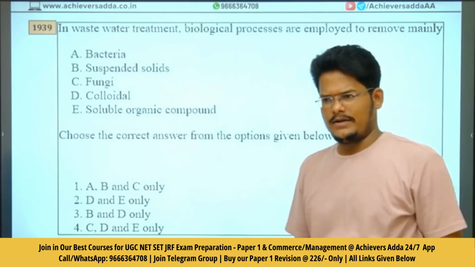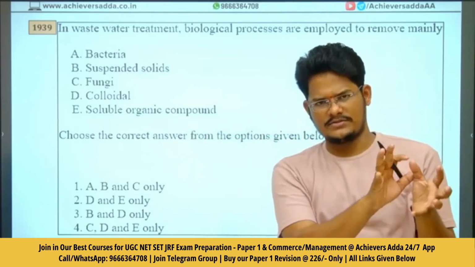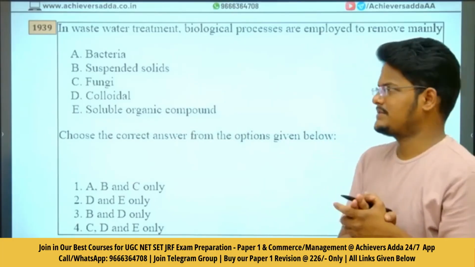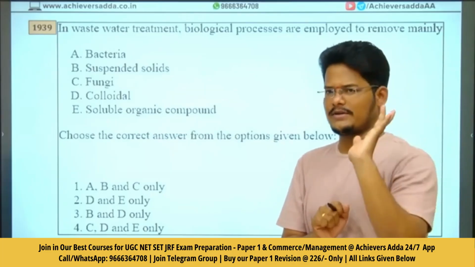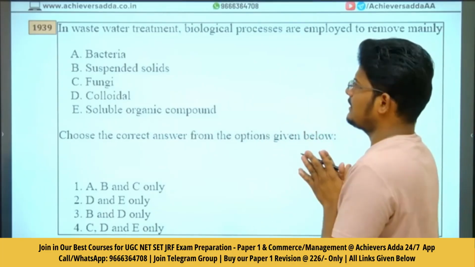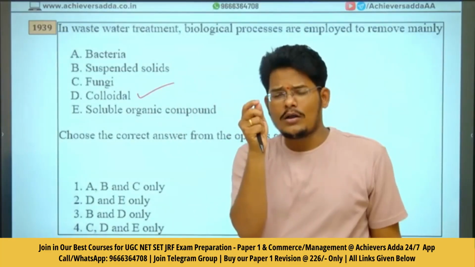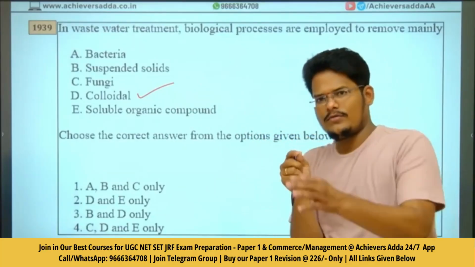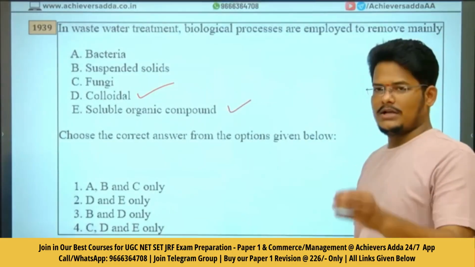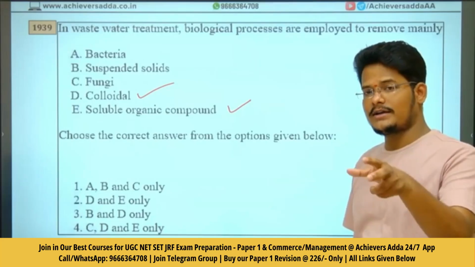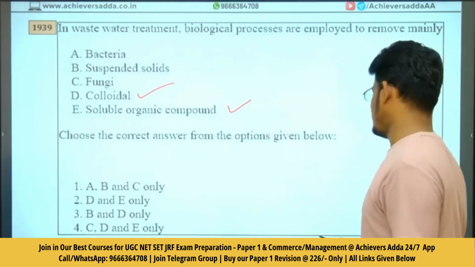In wastewater treatment, to treat the wastewater properly, you will have a biological process, which is secondary, and a physical process, which is primary: screening, sedimentation, flocculation, and filtering. In the secondary, which is the biological process, we remove the colloidals, which are very small particles present in the wastewater, and also soluble organic compounds, the organic compounds which can be dissolved in water. So option B alone is the correct answer.